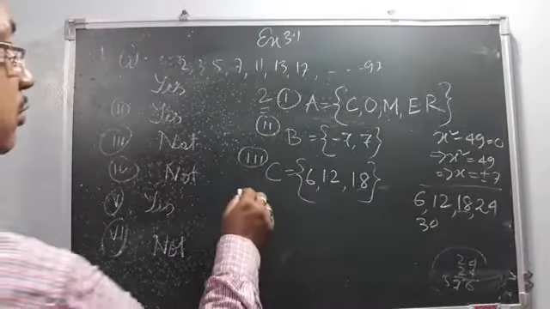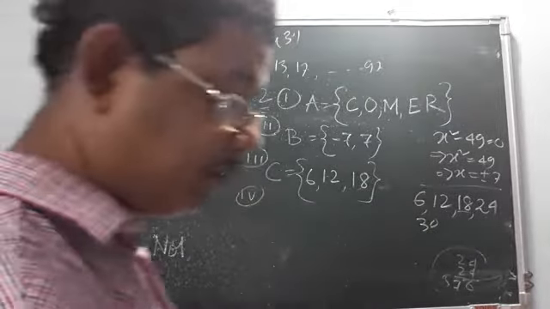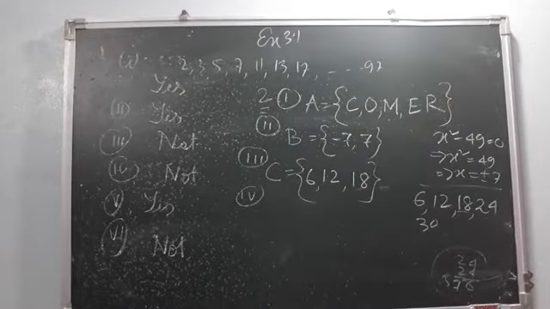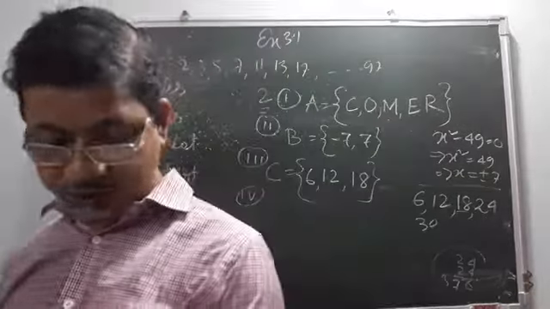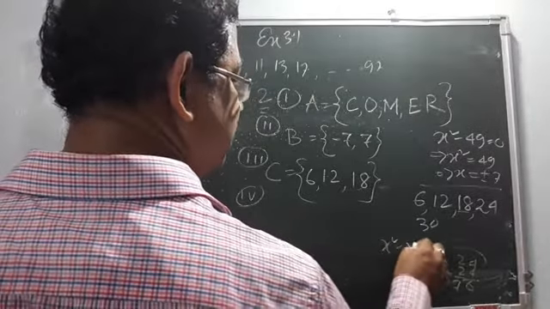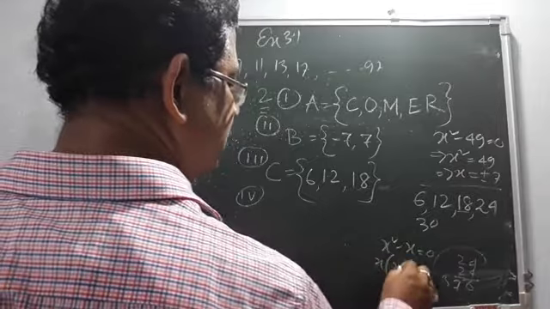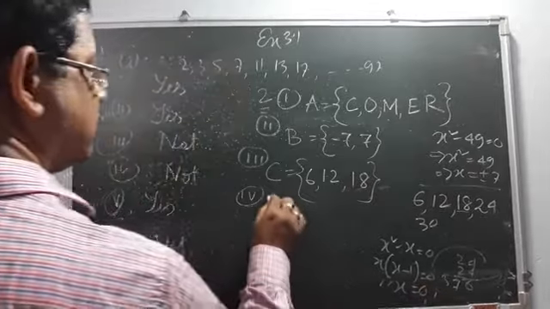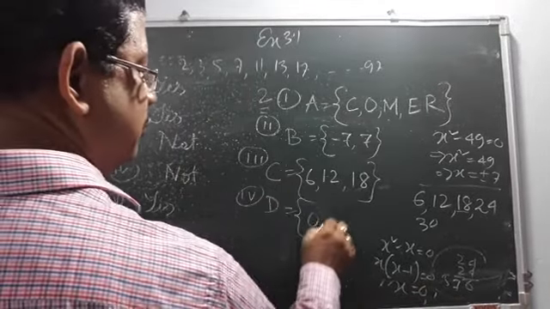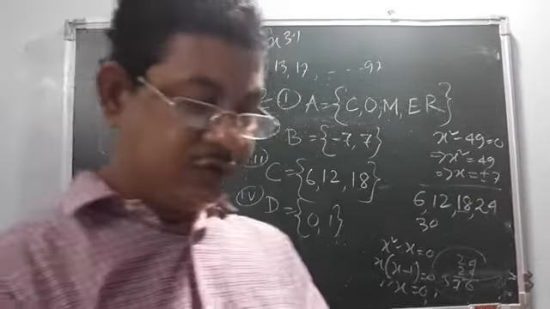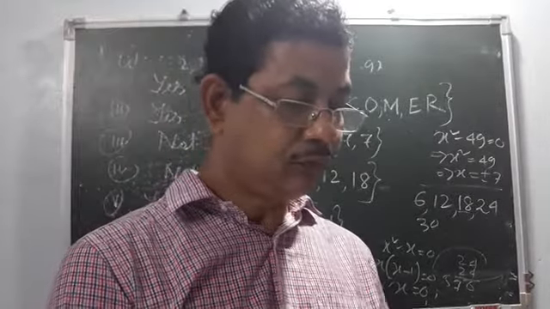Then question number 4. That is, all the positive integers which are less than positive integer x square minus x should be equal to 0. Now x square minus x equal to 0 means we have to take this. So x is what? 0 and 1. So our answer is 0 and 1. I have just solved and written it. So this is our question number 2.